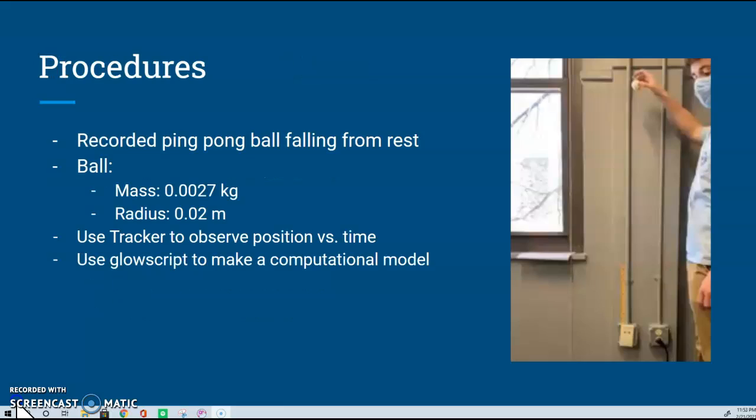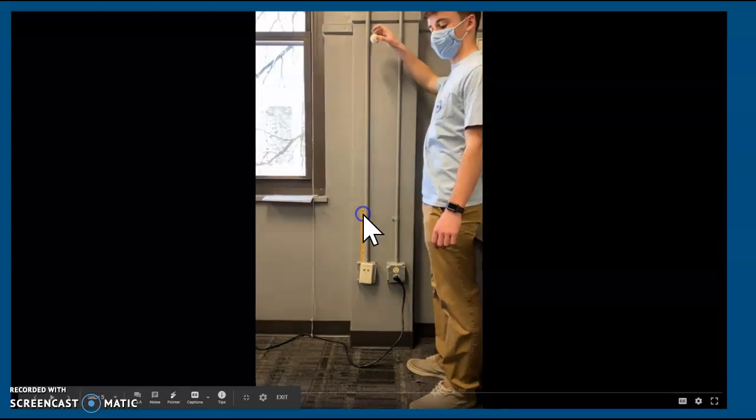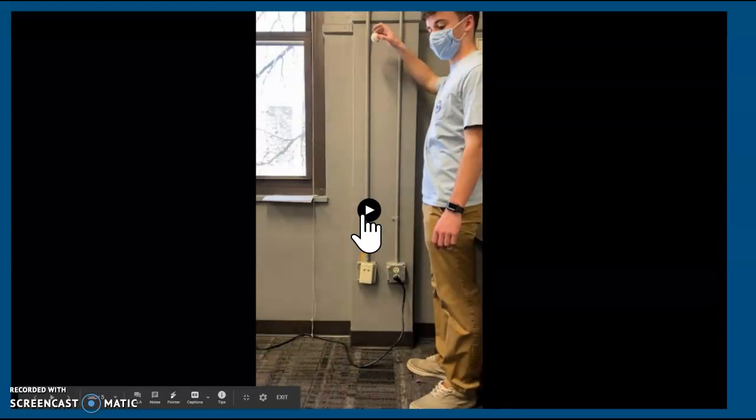is downwards. My procedure for this lab was to drop a ping pong ball and record it on camera. Using the ruler in the background of the video, I was able to track the distance the ball fell over time in Tracker. I then used GlowScript to make two computer models of this situation. One model was with only the force of gravity, and another model included the force of gravity and the drag force. Here's the original video of the ping pong ball falling.